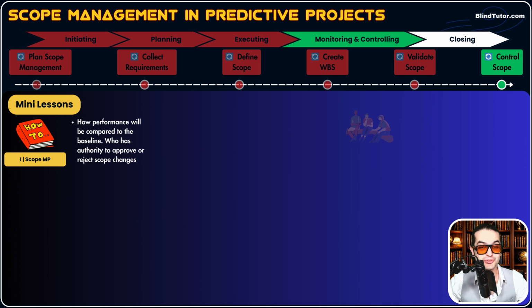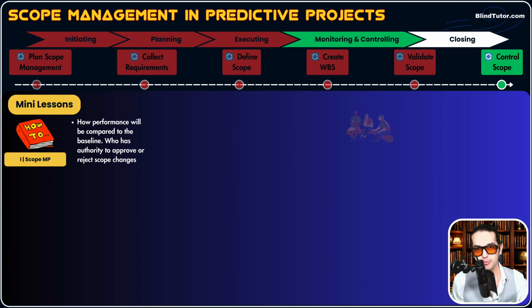How do you know what's the right way? It is mentioned in a scope management plan. So you review the scope management plan to see how changes to a scope will be measured and tracked, how performance will be compared to the baseline, who has authority to approve or reject scope changes. All the questions about a scope are mentioned in a scope management plan. That's why you need a scope management plan.